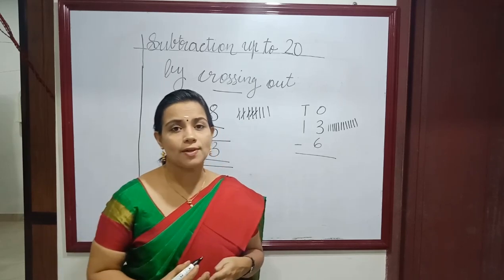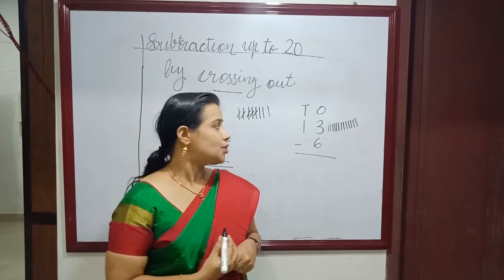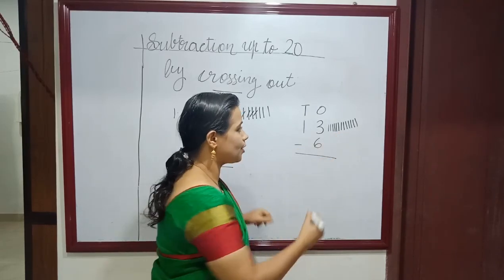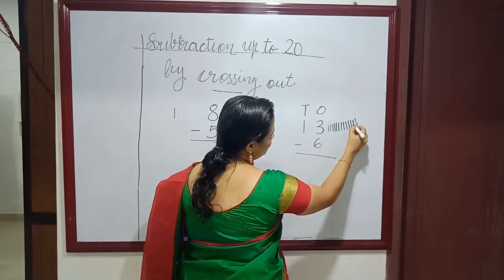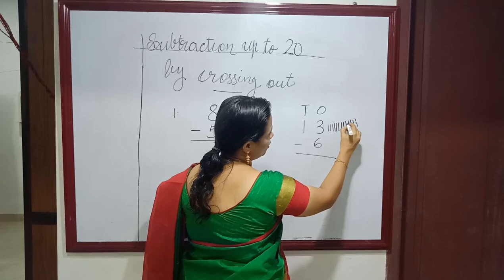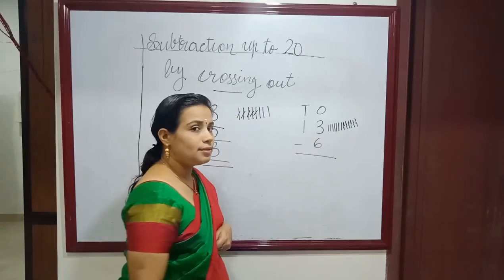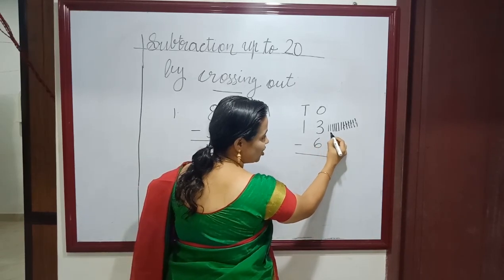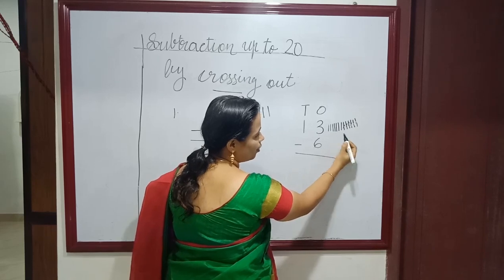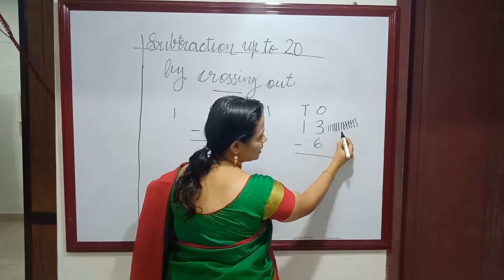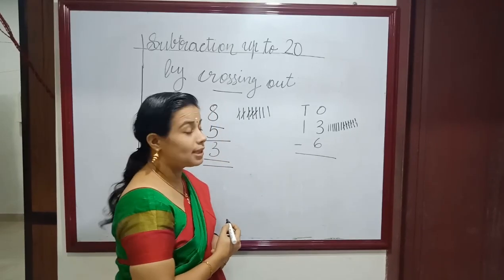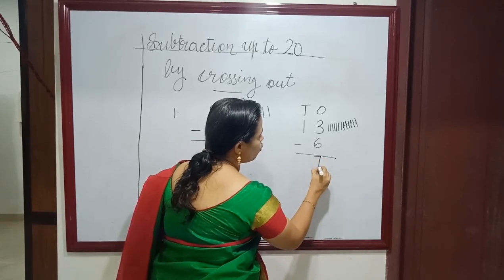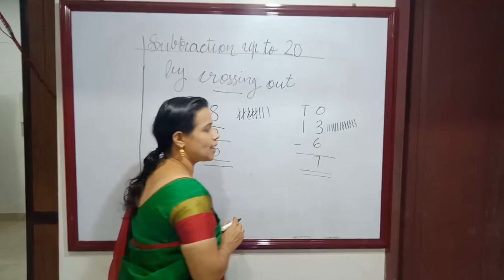Then we have to cross out 6 lines. We have to cross out the lines from the right side. 1, 2, 3, 4, 5, 6. Then count how many lines are remaining here. 1, 2, 3, 4, 5, 6, 7. So 13 minus 6 is equal to 7. Where do we write 7? In the ones place.